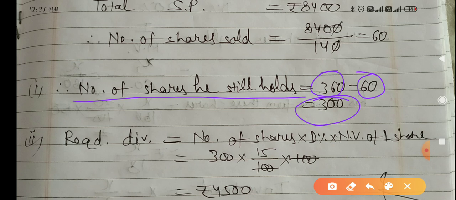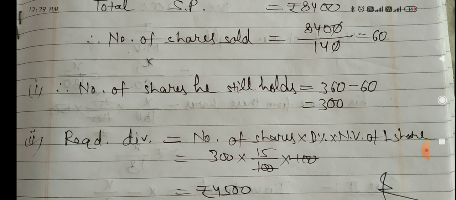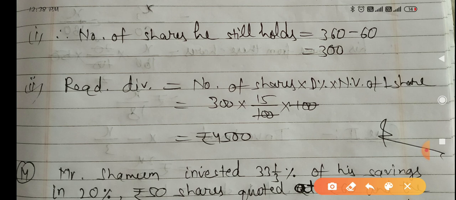Okay. Next, required dividend. Required dividend means dividend on these remaining shares. Remaining shares 300. Dividend percent it is given 15%. NV 100 rupees it is given. So the final answer is coming 4500. So this is the dividend on the remaining shares.